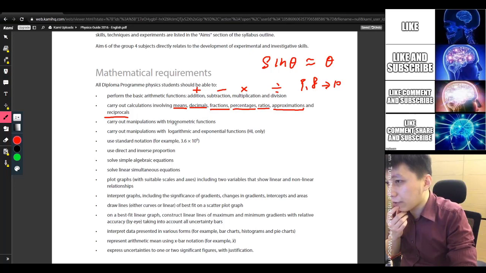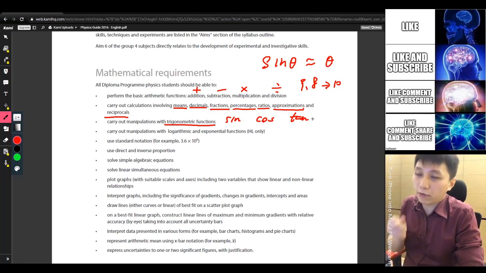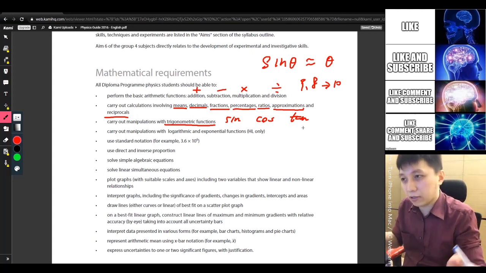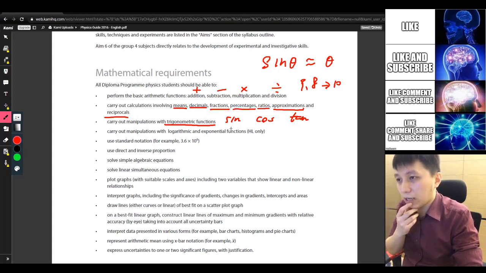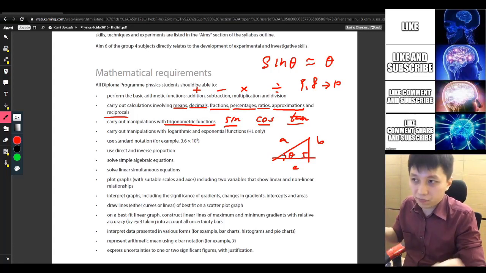Carry out manipulation with trigonometry functions. So basically means sine, cosine, tangent. And that's pretty much it, right? You don't even need to know sine law or cosine law. I never see people use sine law or cosine law in the actual exam. You may find it useful sometimes for your IA, but then it's IA, right? You can take your time to do it and study about it, so you don't have to worry too much. As for sine, cosine, tangent, it is more about a right angle triangle, say A, B, C, where you are able to identify sine theta, cosine theta, and tangent theta. So yeah, very simple.